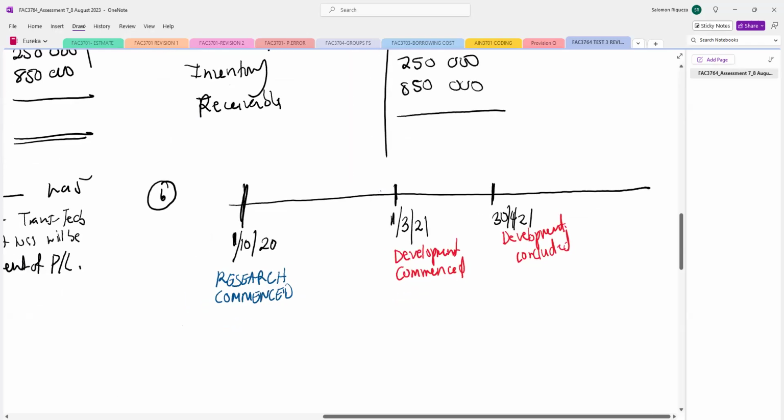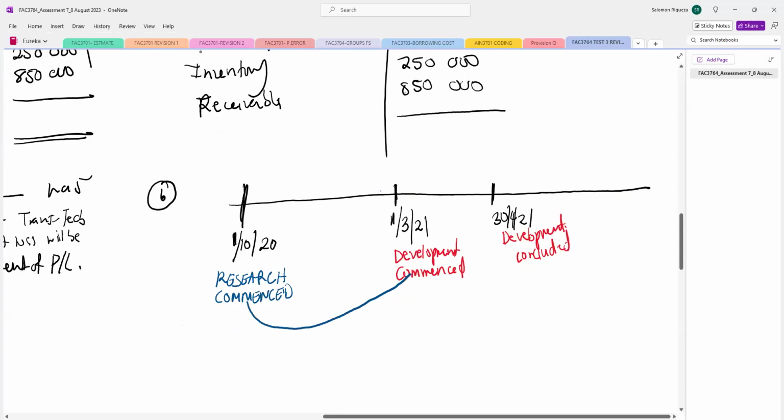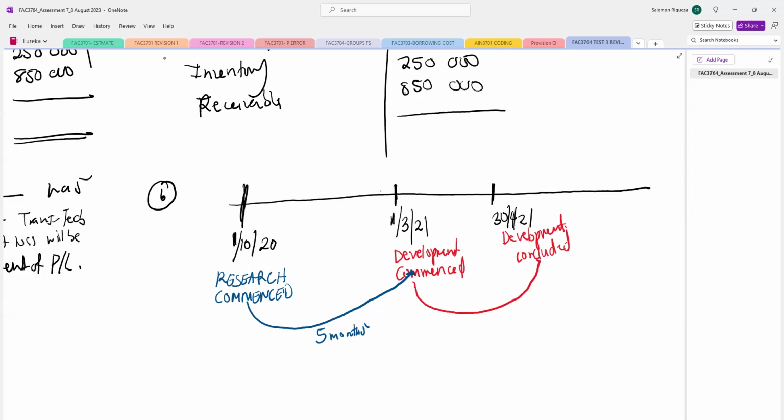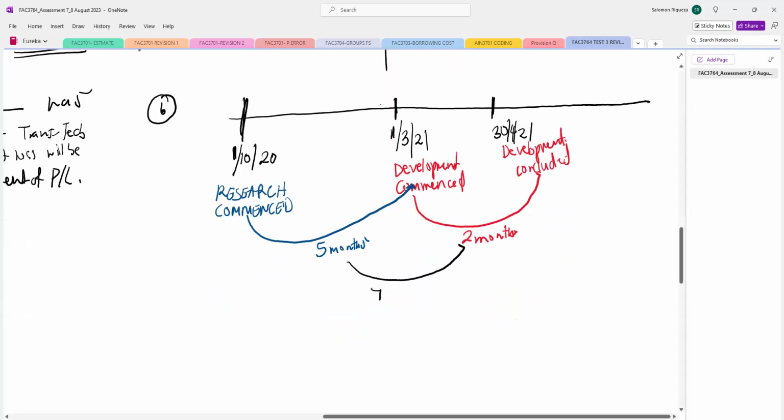Okay, so I need to be able to get my periods. So research up from that up until this date. So that means October, November, December, January, February, 5 months. So research took 5 months. Right, then as for my development, it's March, April. It took 2 months. Now, in total, both research and development took 7 months.